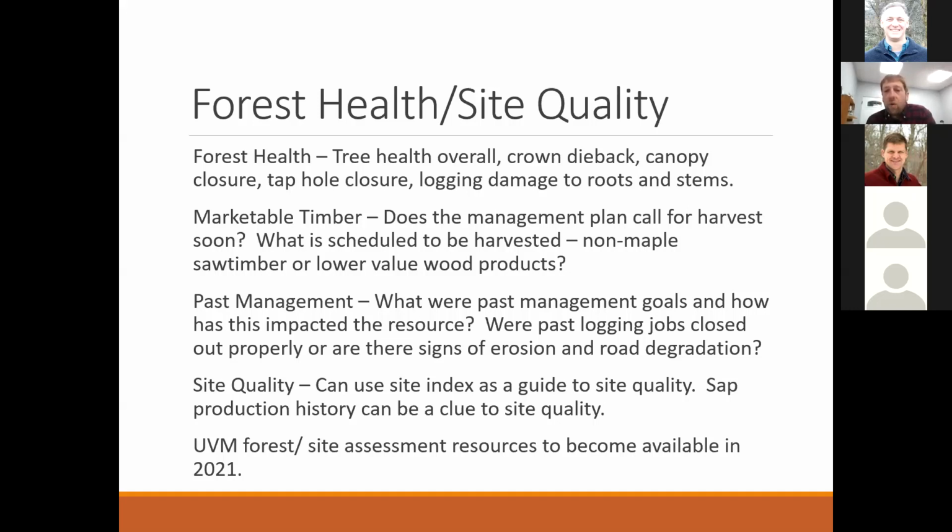And then what's the overall site quality? We can use the site index as a guide. Sap production history can be a clue to site quality, although that can also be impacted by management decisions. A tool that's coming out in 2021, also developed by UVM, is a forest and site assessment resource. I'm really looking forward to seeing the results of that to try to quantify this factor a little better, because it is difficult to put your finger on, but it's extremely important in understanding the overall quality of the site for long-term productivity and tree health.